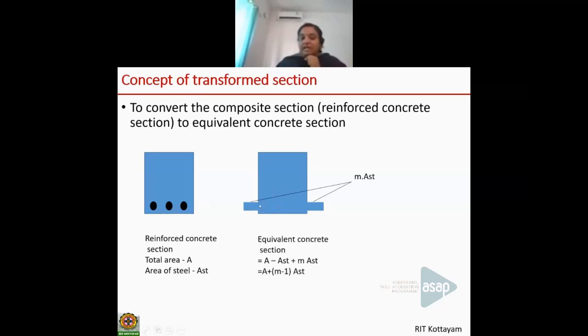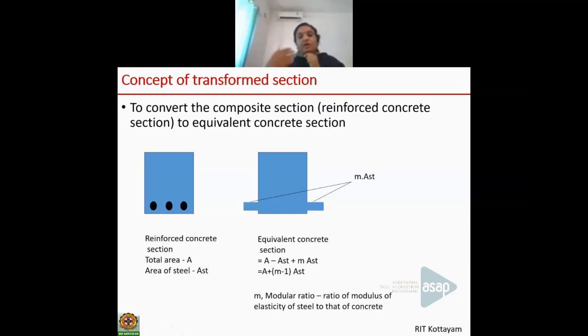So that is actually considered as m into Ast, where m is the modular ratio, which is Es by Ec. So we will get the equivalent concrete section as the total A, from which the Ast is reduced: A minus Ast plus m into Ast. Rearranging this equation, we get the equivalent concrete section area as A plus (m minus 1) into Ast. Right. So this is the concept of modular ratio.